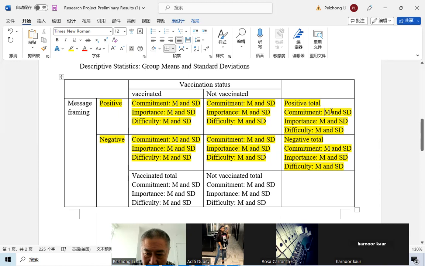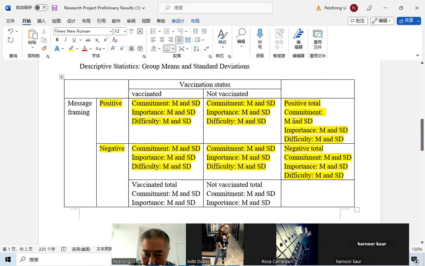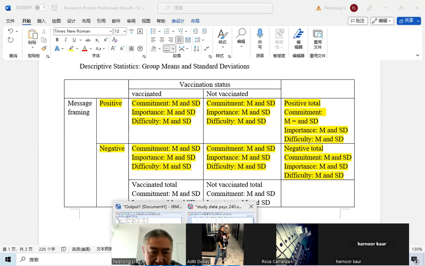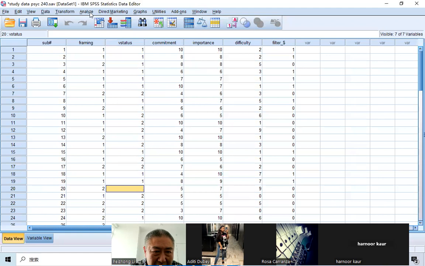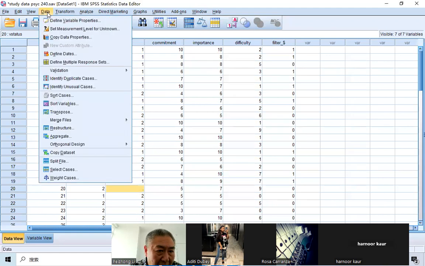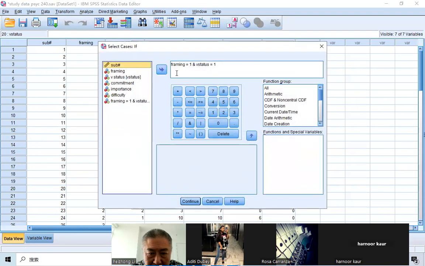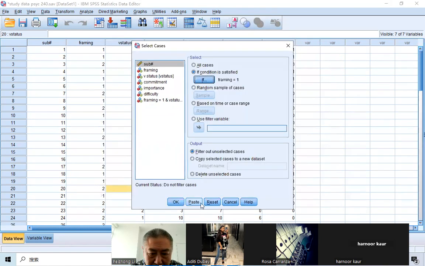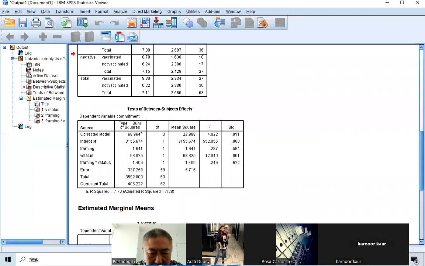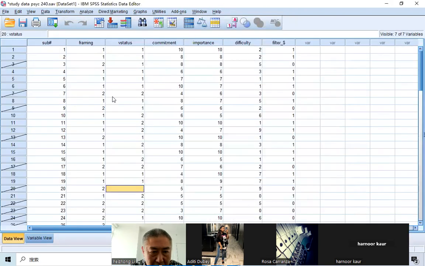So how about the mean? Let me start with the mean. I need to go get the mean. This is positive framing versus negative framing. One way to get that is the old-fashioned, slow way. I select the cases where framing equals 1, which means positive framing. So here, I select all the positive framing.